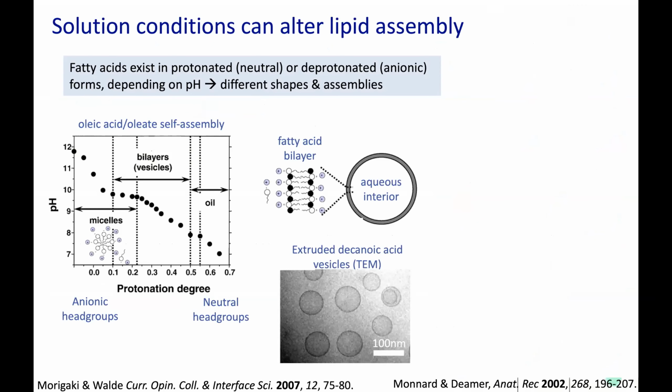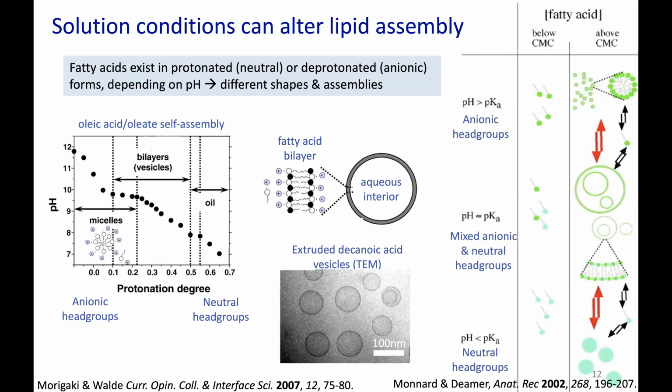Here's data for oleic acid as a function of pH. As you change the solution pH, you change the protonation degree, and that switches you from micelles to bilayer vesicles to oil. The bilayer vesicle situation, shown here in a TEM picture and here in a cartoon, requires that you have a mixture of the deprotonated and protonated forms of the lipid.